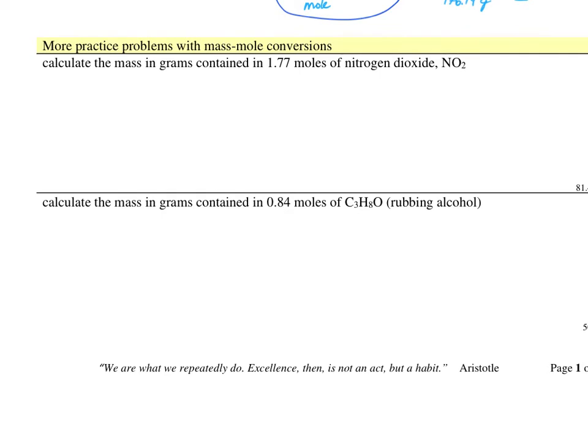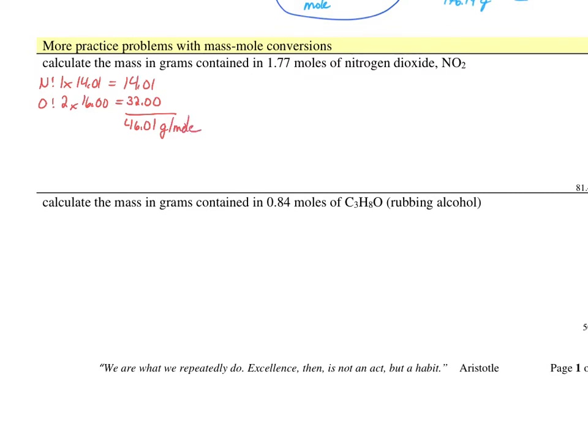Some more practice problems going between mass and moles. The next problem involves nitrogen dioxide, so we need to determine the formula weight for nitrogen dioxide. Do that the same way we've been doing it. We have a nitrogen. We have 2 oxygens. So the formula weight of our nitrogen dioxide is 46.01 grams per mole.